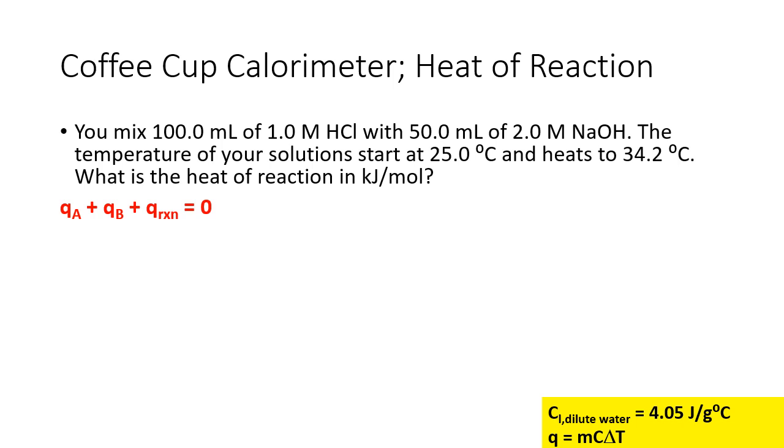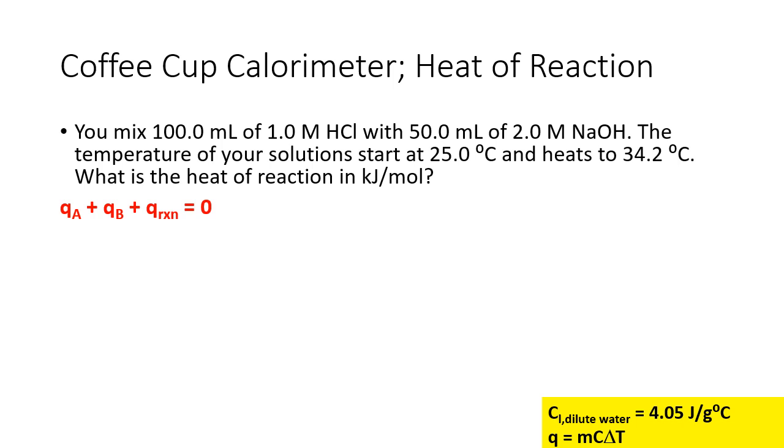That's how we follow the law of conservation of energy here. Okay, we mix these things, we track the temperature. So in this case, you mix 100 milliliters of 1.0 molar HCl with 50 milliliters of 2.0 molar NaOH. The temperature of your solutions starts at 25 degrees Celsius and heats to 34.2 degrees Celsius. What is the heat of reaction in kilojoules per mole? And that's a standard thing that heat of reaction would be in kilojoules per mole.